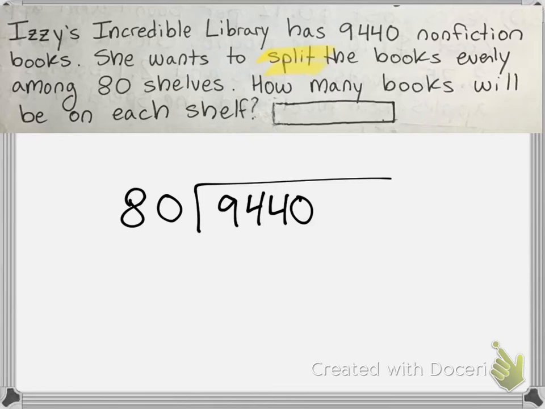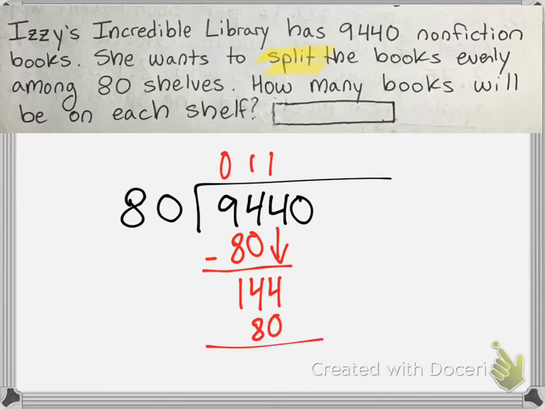I'm going to call on Vahe. Vahe, how many times does 80 go into 9? 0. Perfect. What about 80 go into 94? 1. That's 80. What do I get when I subtract? 14, and then drop down the 4. Perfect. I bring down my 4. How many times does 80 go into 144? 1 time. I subtract 80. And what do I get? You get 64, and then you drop down the 0, 640.